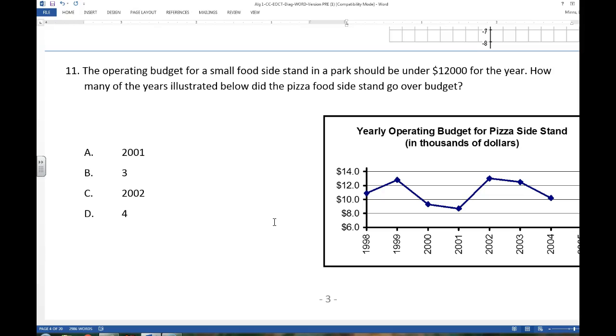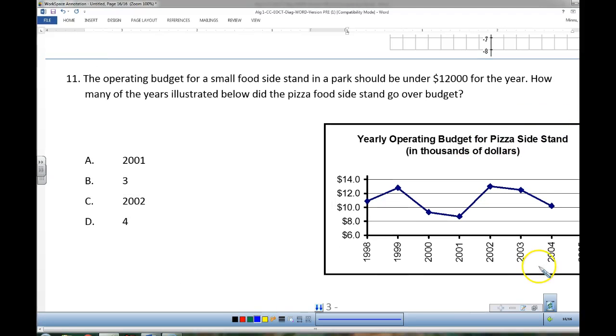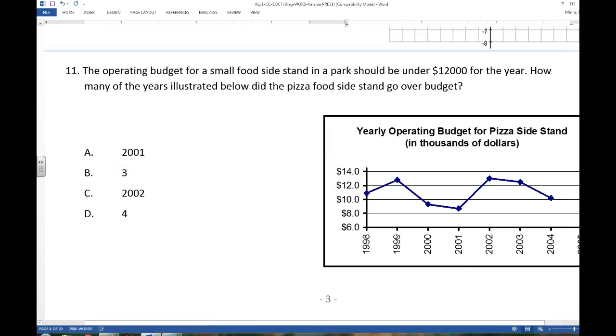So we just look at the graph and say, how many times was he over $12,000? Well, this is the yearly operating budget for the pizza side stand in thousands of dollars. So this is $6,000, $8,000, $10,000, $12,000. How many times was he over this $12,000 mark? He's over here, he's over here, he's over here. Easy peasy, the answer is B. 3 times he was over the $12,000 operating budget.